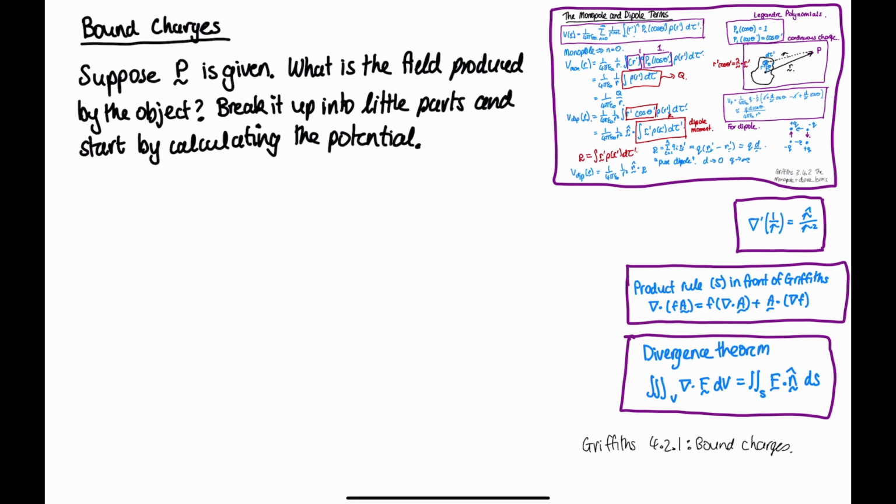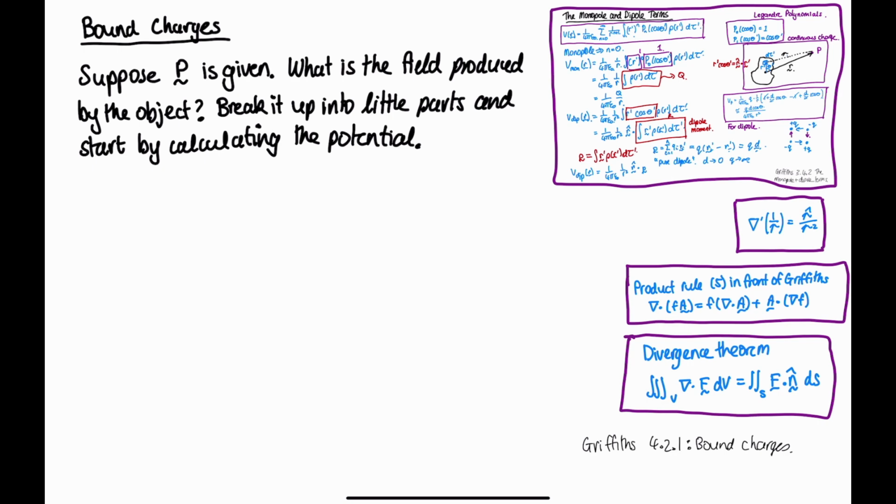And the approach we're going to use is the normal one. We're going to break our continuous object up into lots of little parts, and we'll end up summing these parts together to get the total answer. And we'll start by calculating the potential because this is a scalar and so easier to deal with than the electric field. Okay. So let's start just by considering a single dipole.